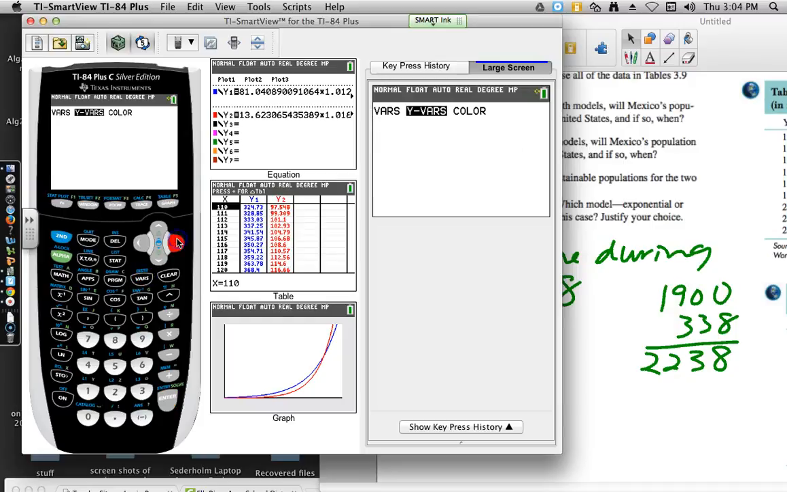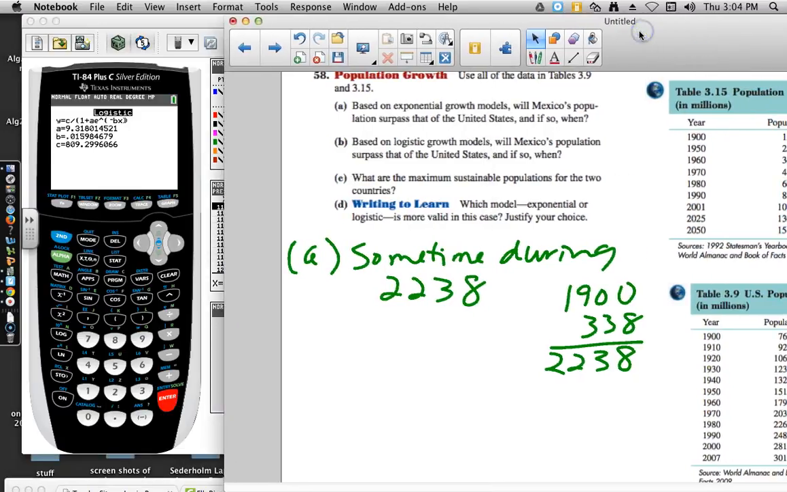So variables, Y variables, number 1, and enter and enter. And again, logistical formulas will take a little bit longer, so it might be a little bit here. But this will be the United States model. And what we want to pay close attention to is that C value. Because that C value is going to give us that sustainable limit up there, that maximum sustainable limit. So for the U.S. we have 809, well, 0.300 if we round.